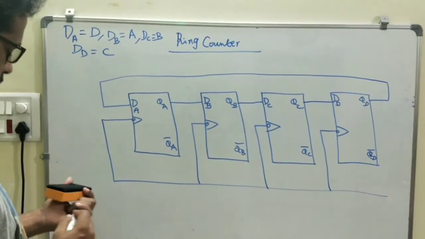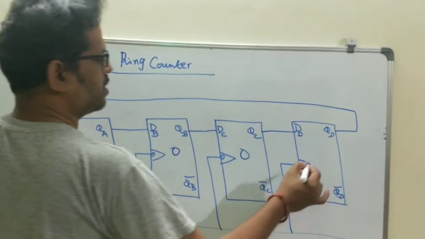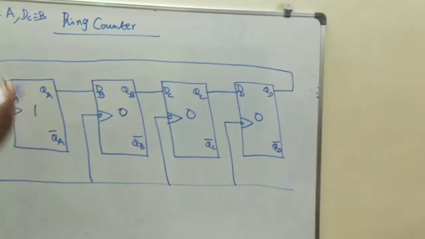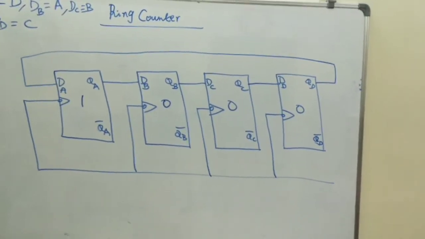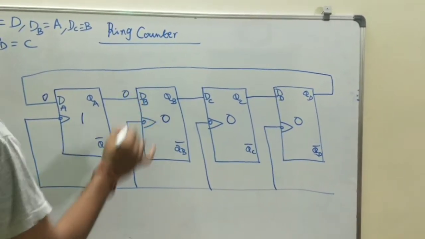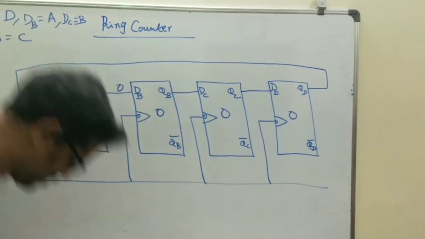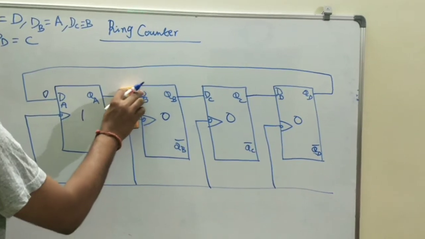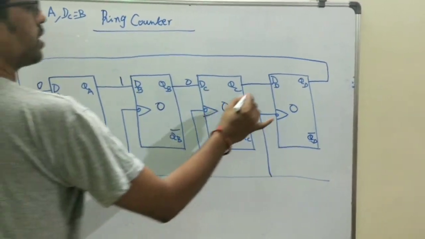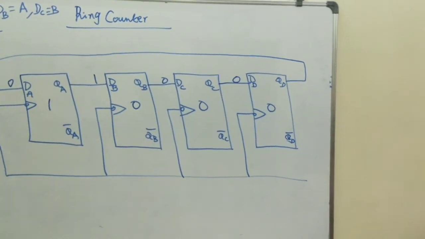Now we'll check the sequence. Assume the first state is 1 0 0 0. Before applying the clock pulse, we have to make the inputs ready for all the flip-flops. So what is the input? For DA it is 0. For DB, we will take the value of A, so 1 will go here. DC will take the value of B, so 0 will go here. DD takes the value of C. Okay, so the inputs are ready.